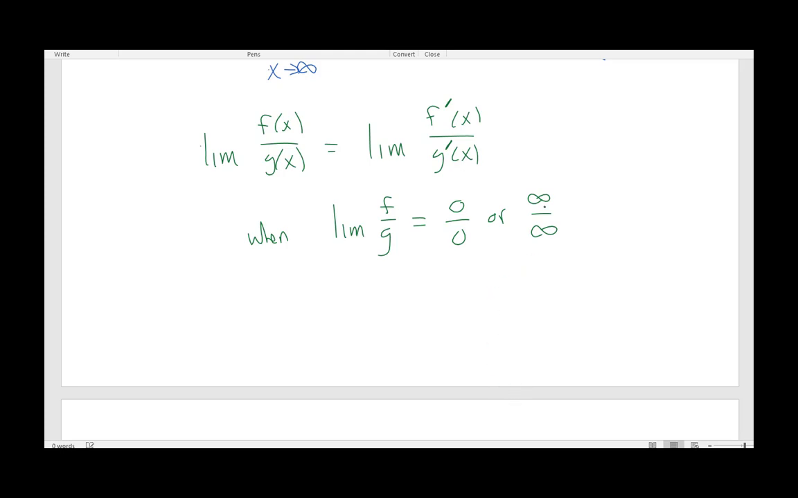We call these the indeterminate forms. So if I have one of those forms, then I have to use L'Hopital's rule. If I don't have one of those forms, then I don't need to use L'Hopital's rule. In fact, I can't use L'Hopital's rule. So only will I use L'Hopital's rule when I have one of these forms.